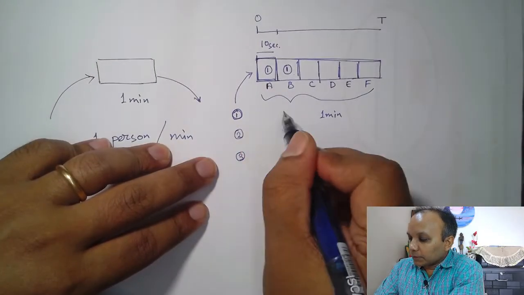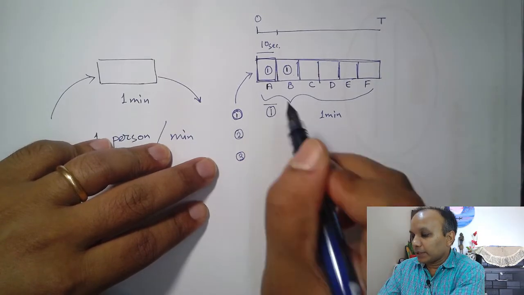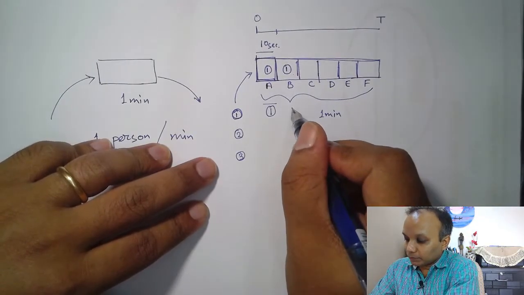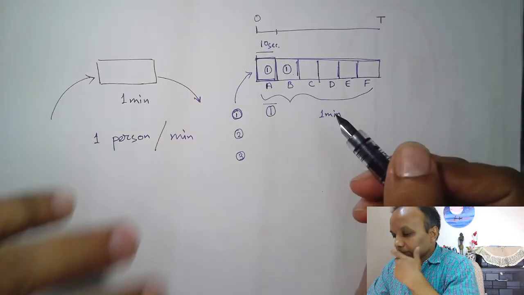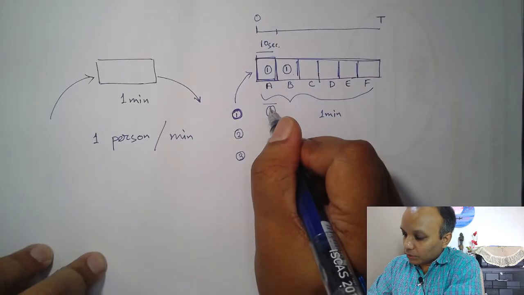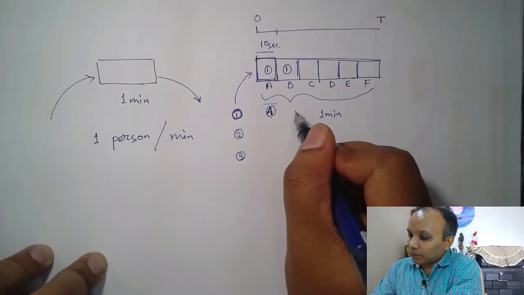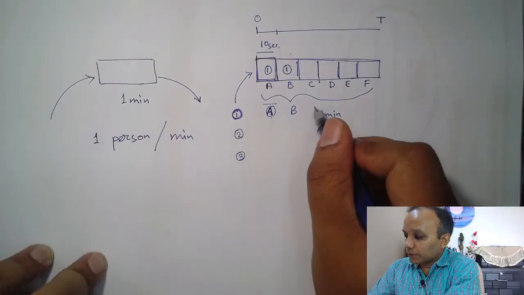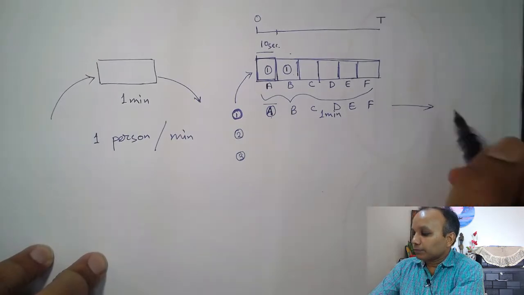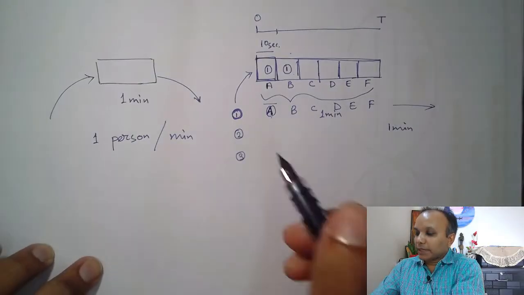The first person is here in the first 10 seconds. In the second 10 seconds he is in counter B. This is the first person and I am writing here which counter he is in: counter A first, counter B in the next 10 seconds, then counter C, D, E and F. So after 1 minute he is out of the queue.